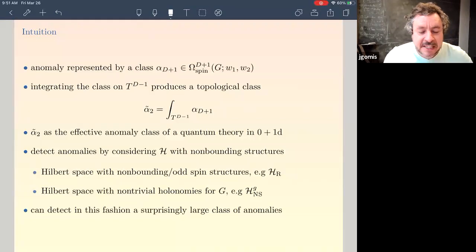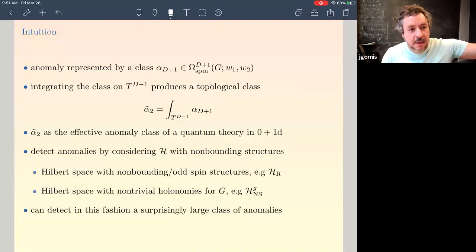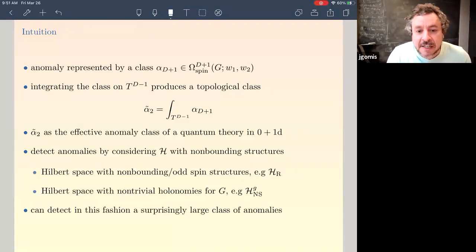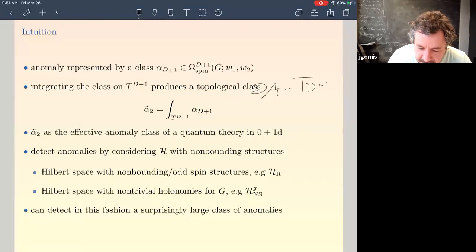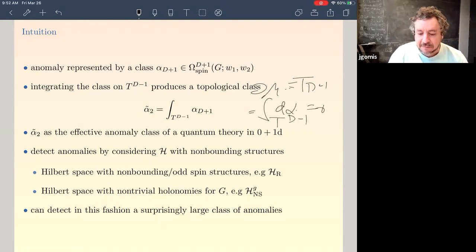Namely, these are structures that cannot be extended to one manifold dimension higher. If they were bounding structures, which can be extended to a manifold one dimension higher, then the anomaly would vanish for trivial reasons. If I can extend to one dimension higher, then the boundary of that higher-dimensional manifold is the torus, d minus 1, and I can write this as d of alpha using Stokes' theorem. But this vanishes because alpha is a cohomology class, essentially. So the only place where we have a chance of detecting anomalies is by studying the Hilbert space either with non-bounding spin structure or with non-trivial holonomies for the global symmetry. Again, if you have a non-trivial holonomy, you cannot extend it to one dimension higher.